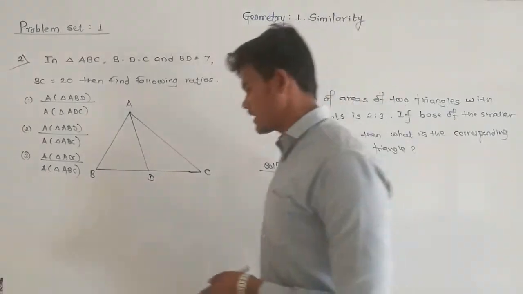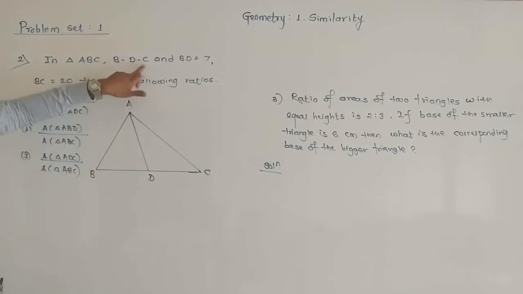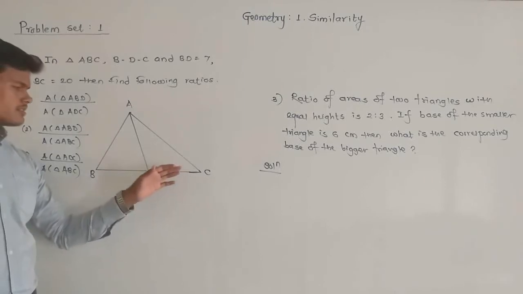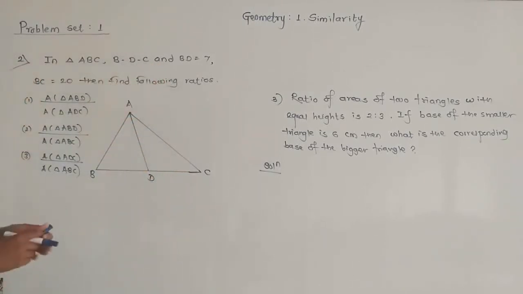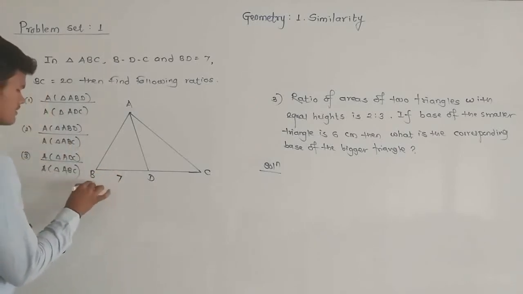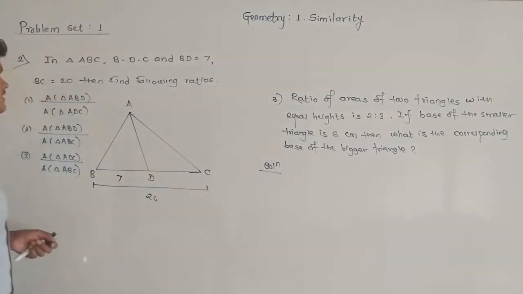Now question number two from problem set 1: in triangle ABC, B-D-C means all the three points lie on the same line, that is, all three points are collinear. Length of BD is 7, length of BC is 20. Then we can find the length of DC. Then find the following ratios.